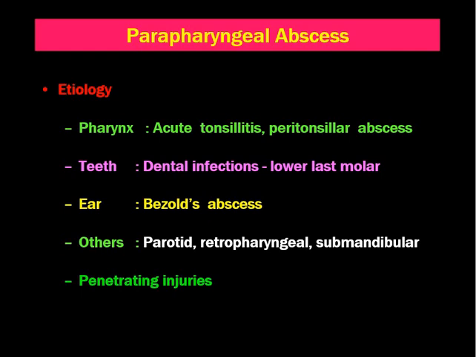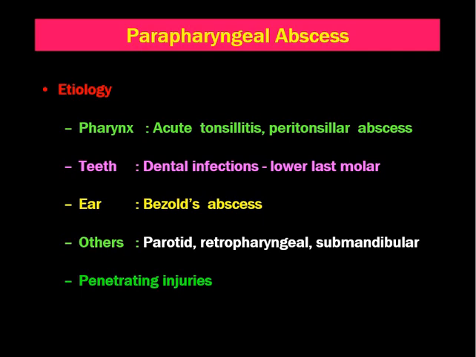Infection from the tonsils, that is acute tonsillitis or peritonsillar abscess, can spread to the lateral aspect of the pharynx leading to parapharyngeal space abscess, which is the commonest cause. Infections from teeth, especially dental infections of the lower last molar, can spread to the parapharyngeal space, which is one of the most important differential diagnoses of peritonsillar space abscess.